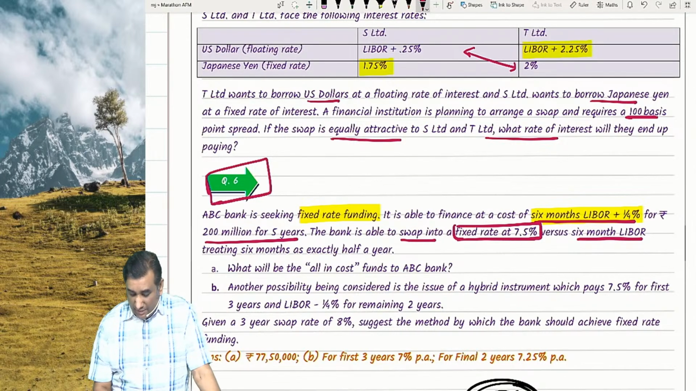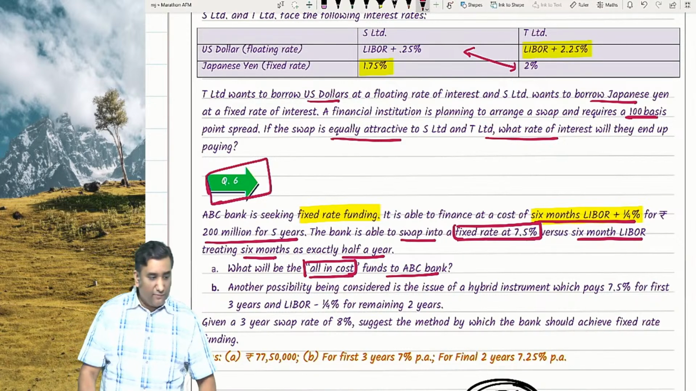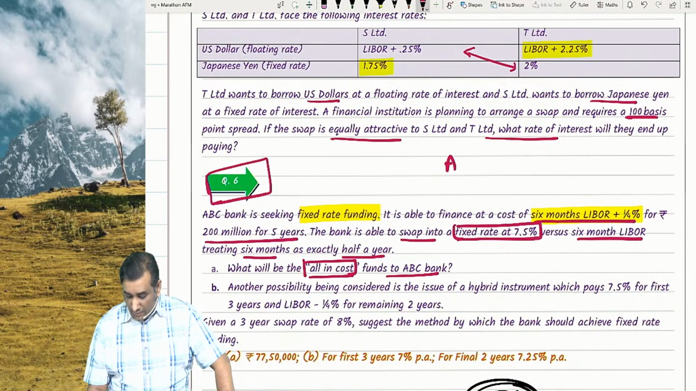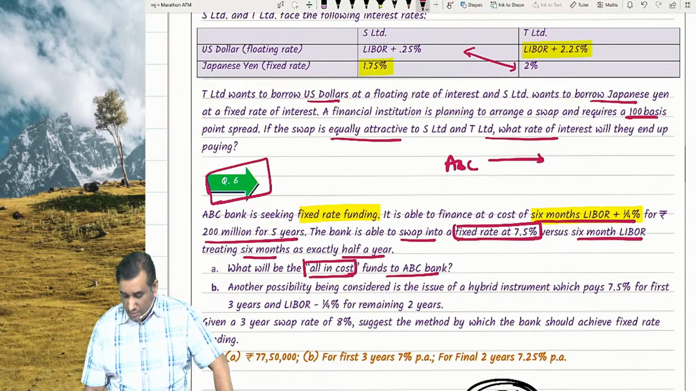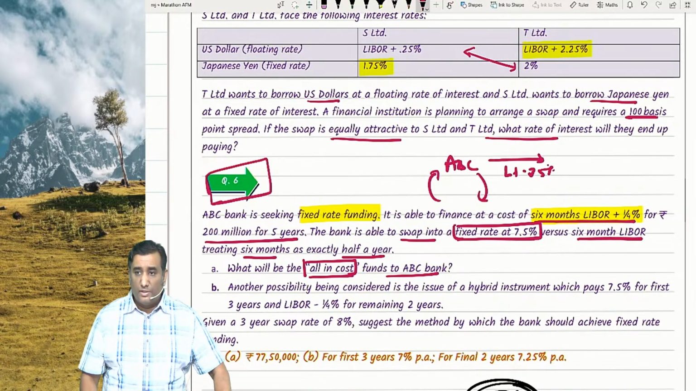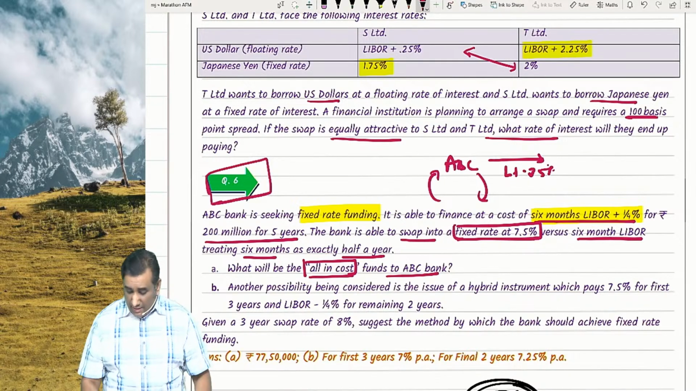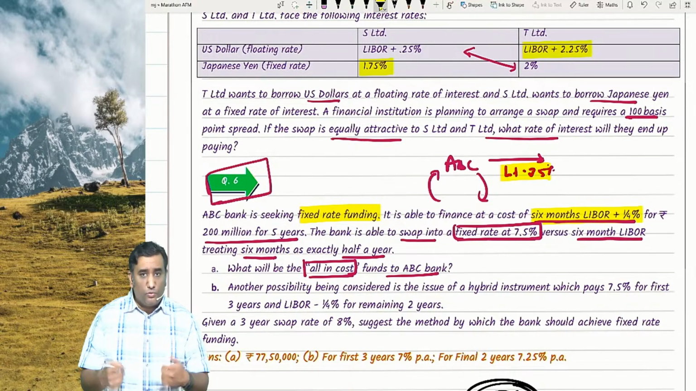Now treating 6 months exactly half a year, what will be the all-in cost of funds to ABC? It means what he would have done was, if it's ABC bank, the actual loan which he took came at what rate? Actual L plus 0.25. And then he was able to create a swap. He is not mentioning who is giving fixed to whom, but he wants in hand what? Fixed. And as of now, actual is going what? Floating.